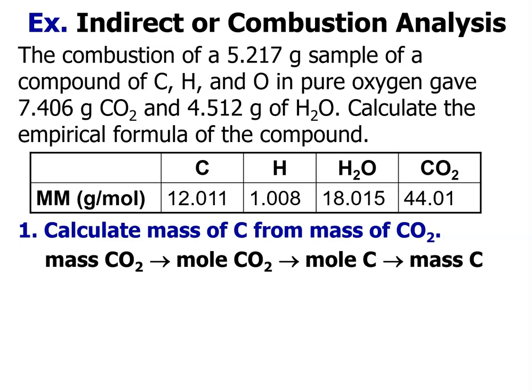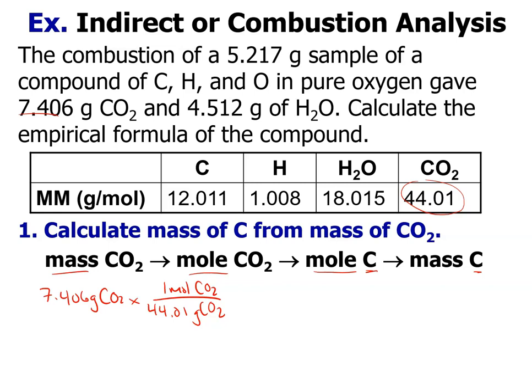So to calculate the mass of carbon from the mass of CO2, these are our steps. We're going to go from mass of carbon dioxide to moles of carbon dioxide. We're going to use a 1-to-1 ratio of moles, that conversion factor, to give us moles of carbon, and then turn it into the mass. So we will take our 7.406 grams of CO2 that were given above, and we're going to use the molecular mass of carbon dioxide to convert the grams of CO2 to moles.